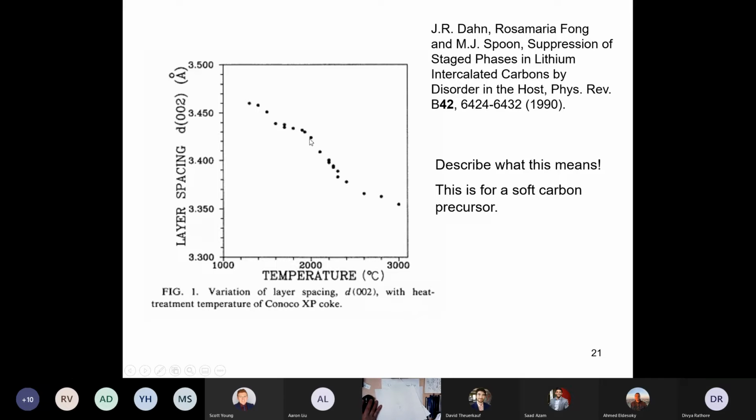But then as you heat it more and the sheets come into AB stacking, the spacing in between the planes becomes smaller and smaller. And this is not a big effect, right? But you can use this to help understand what temperature the graphite's been heated to. You can use it to reverse engineer to some degree if you so desire.